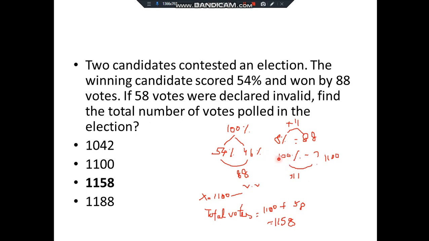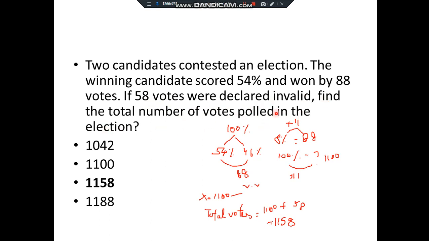So we'll find the total number of votes polled. The total number, 100%, is equal to how much? Okay, if we see, we can build the relation. 8 into 11 is 88. So 100 into 11 is 1100. So 1100 is the total number of valid votes. Okay, there is a word called invalid in our question, right? If 58 votes were declared invalid, so we have to find the total number of votes polled in the election. We have to consider both valid and invalid.